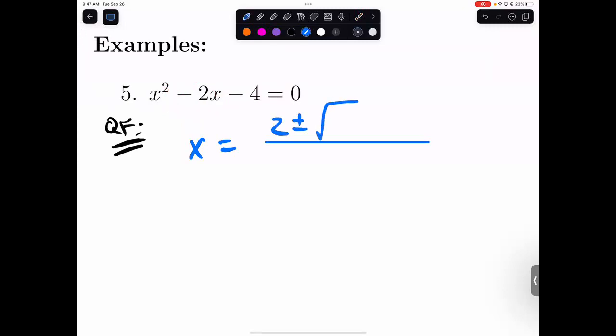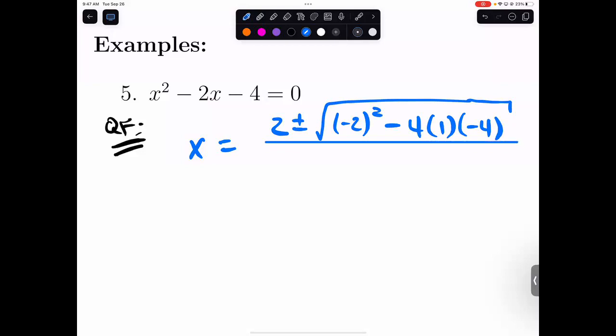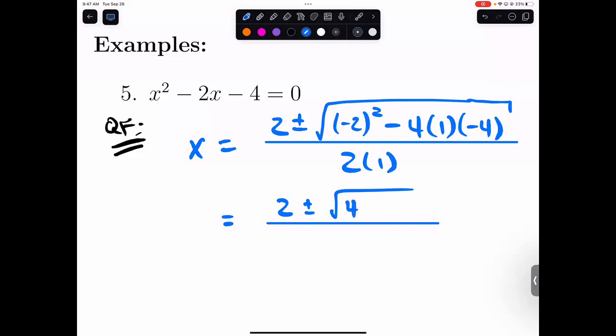Plus or minus, big square root, B squared. B is negative. When you square it, that's going to be positive then. Minus 4 times A times C, all over 2A. And now it's an arithmetic problem. -2 squared is 4. Minus 4 times 1 times -4 becomes plus 16, all over 2.